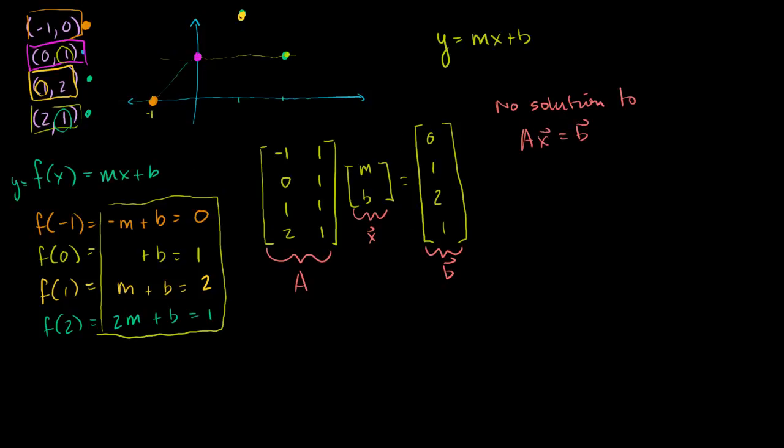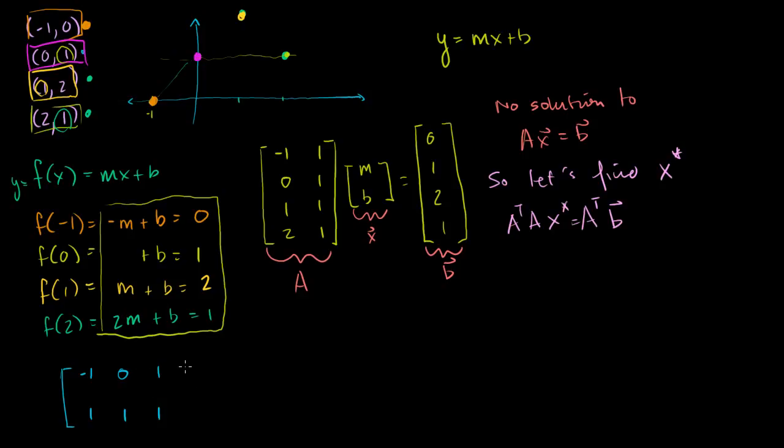Now, maybe we can find a least square. We can definitely find a least square solution. So let's find our least squares solution such that A transpose A times our least squares solution is equal to A transpose times b. Our least squares solution is the one that satisfies this equation. We proved it 2 videos ago. So let's figure out what A transpose A is and what A transpose b is, and then we can solve. So A transpose will look like this. It'd be -1, 1, 0, 1, 1, 1, and then 2, 1.